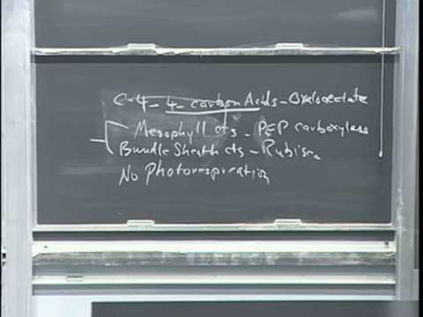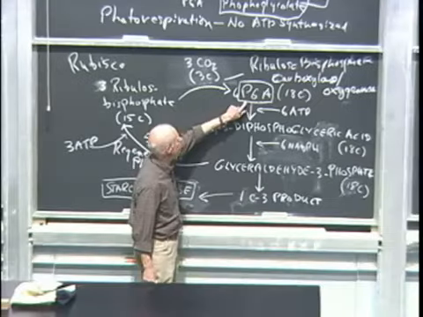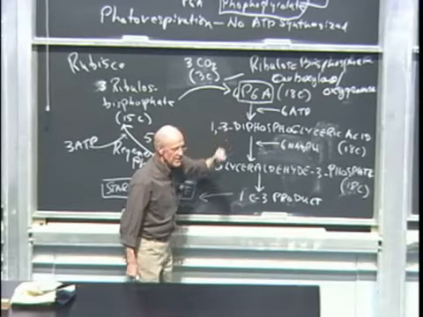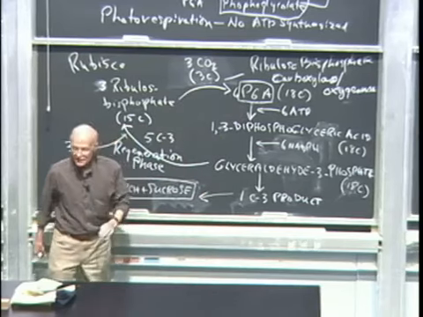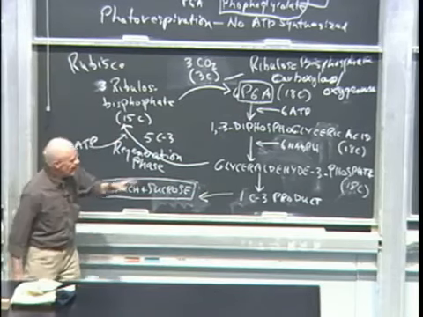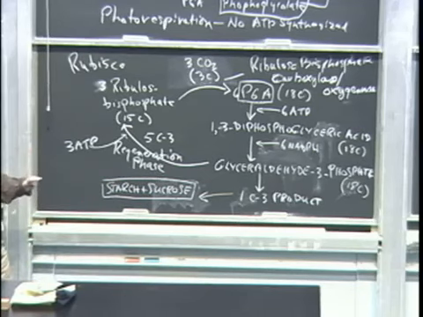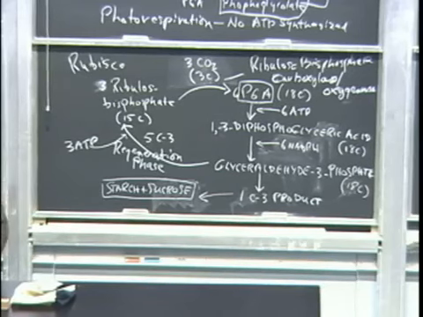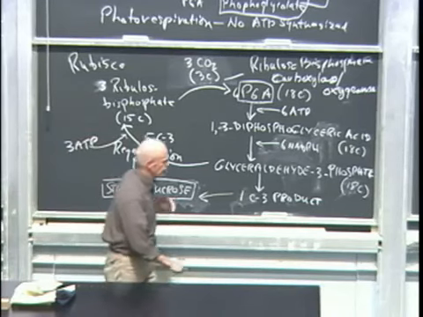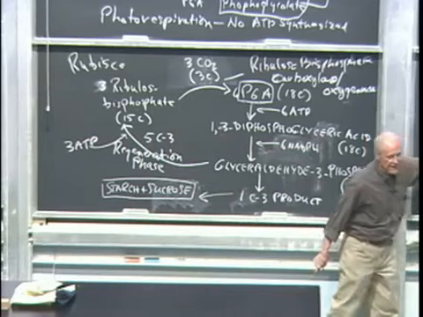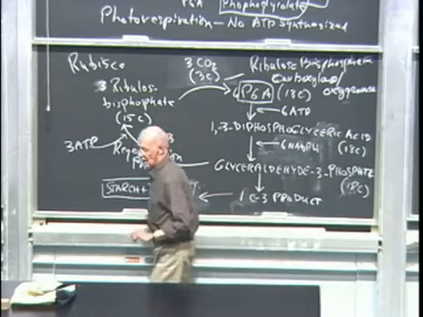Primary CO2 acceptor. In a C3 plant, it is PGA, Rubisco. In a C4 plant, it is phosphoenolpyruvate carboxylase, and the product is an acid, a 4-carbon acid. That's also shown there. Class of chloroplasts, important, 1 versus 2. There are 2 different kinds of chloroplasts in a C4 plant.